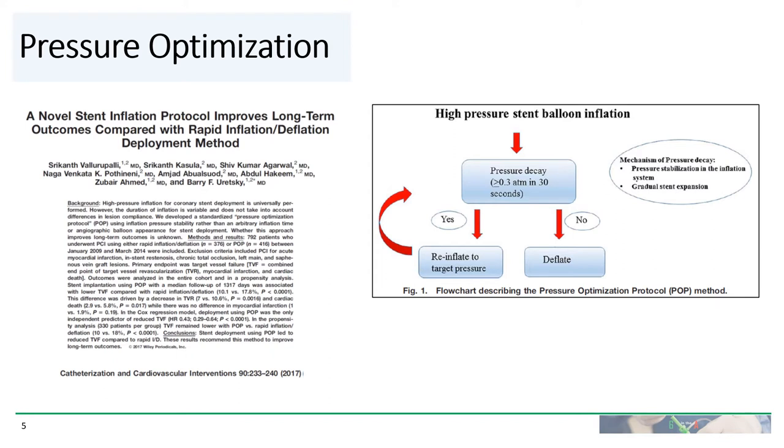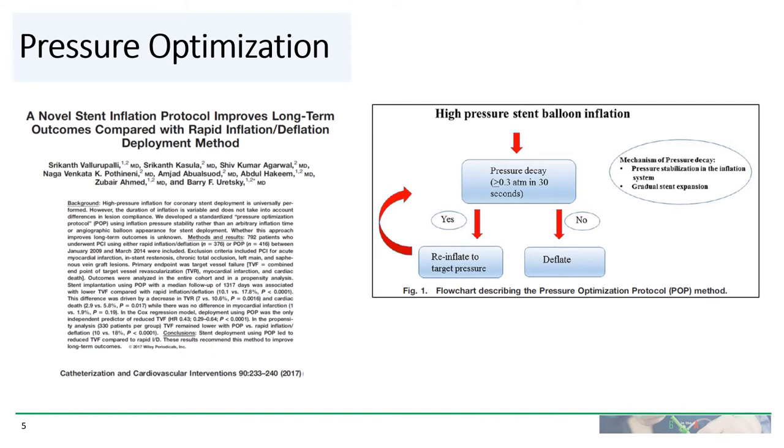Now, 25 seconds does seem somewhat arbitrary. Valgimigli and colleagues published a series of papers in which they suggested that the duration that the balloon is kept inflated should not be based on an arbitrary time cutoff, but instead should be based on whether there is a downward pressure drift in the endoflator during balloon inflation. In other words, a pressure decay. The idea is that if there is a pressure decay, that implies that the balloon is still expanding and therefore that the stent has not fully expanded yet.